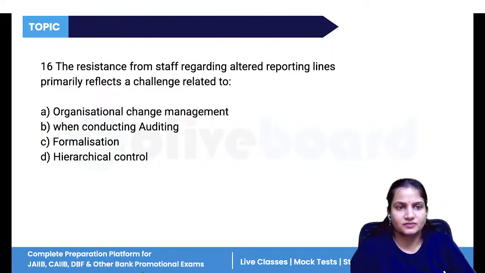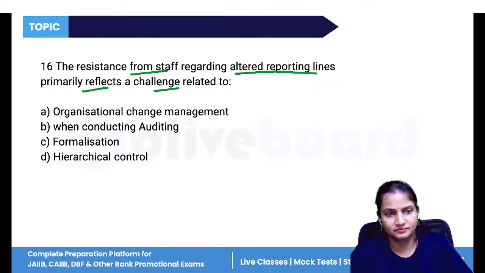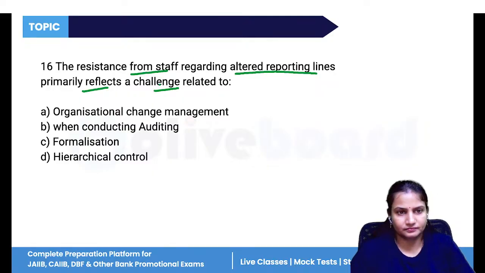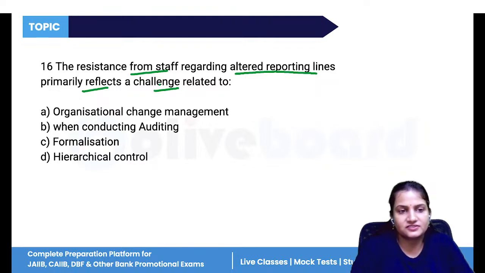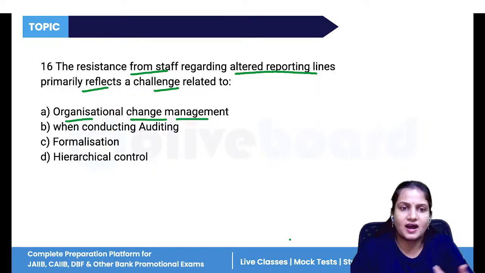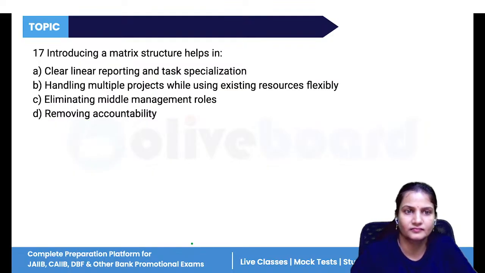Now, next question. The resistance from staff regarding altered reporting lines primarily reflects what challenge? Why the staff don't want to change? They resist change. Why? Just because of organizational change management. When the organization is asking for the change and their employees are resisting that change, then it is due to this.